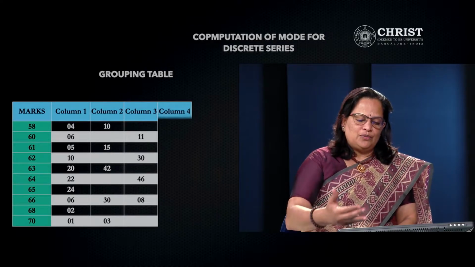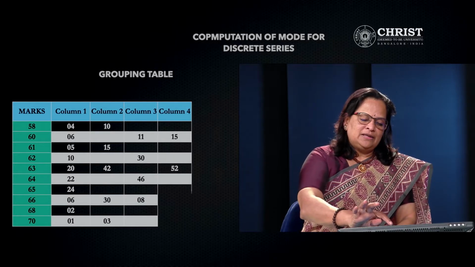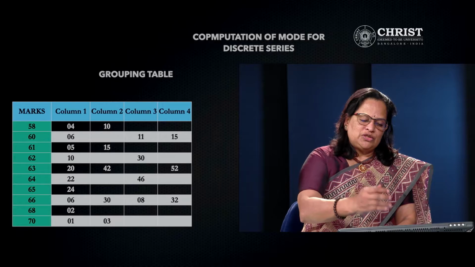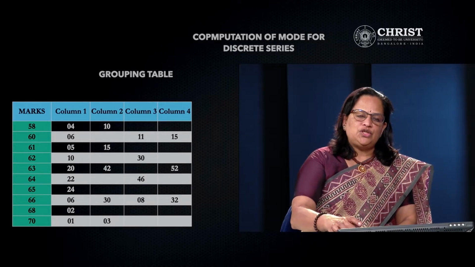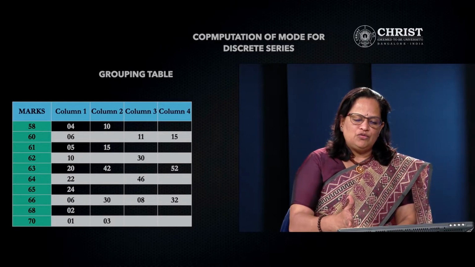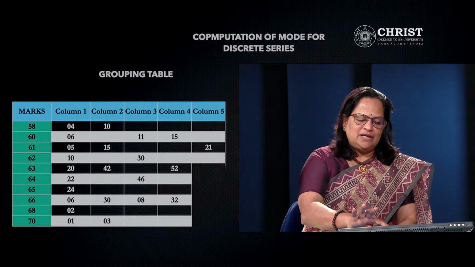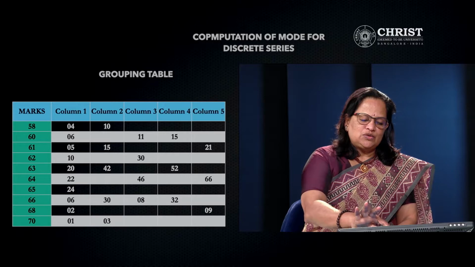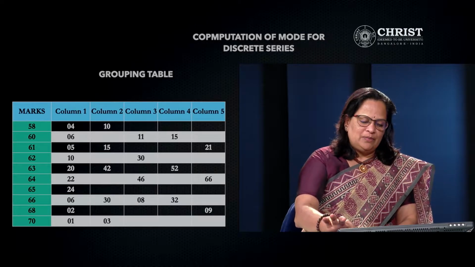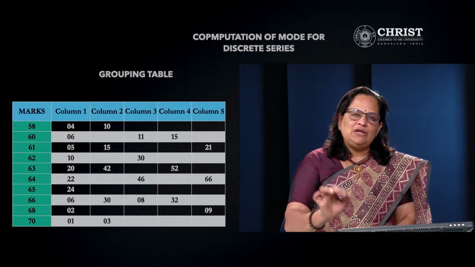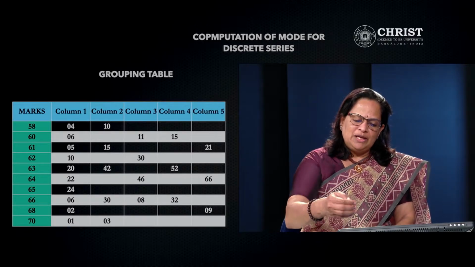In column 4, 3 each we will add. 4, 6 and 5, the value is 15. Next 3 values 10, 20 and 22, 52. Like this we will complete column 4. Now column 5, leave the first frequency and then add 3 each. 4 we will leave; 6, 5 and 10, it's 21. Next is 20, 22 and 24, the value is 66. Like this we will complete column 5.